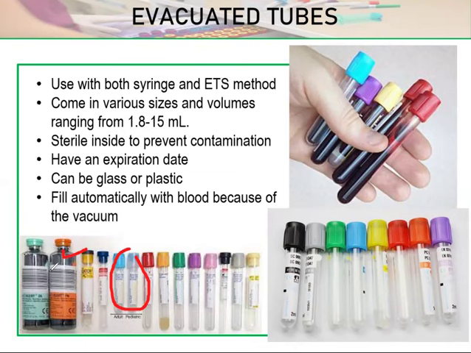It contains an expiration date on the label. I believe you already know how to read the expiration dates on your evacuated tubes. It can be made of glass or plastic. And it can fill automatically with blood because there is a vacuum present inside. That is why, class, another term for evacuated tube is vacutainer.